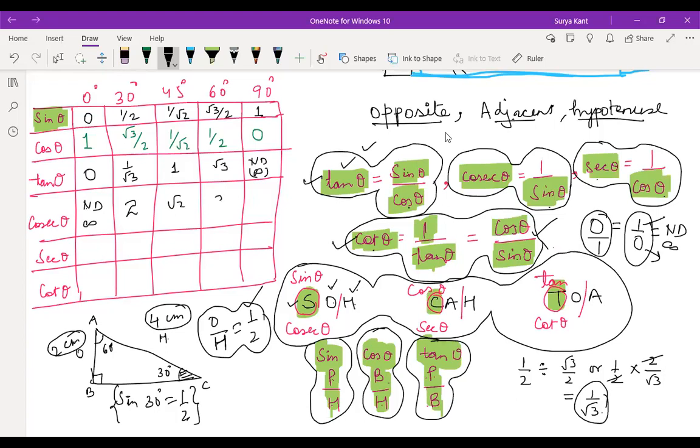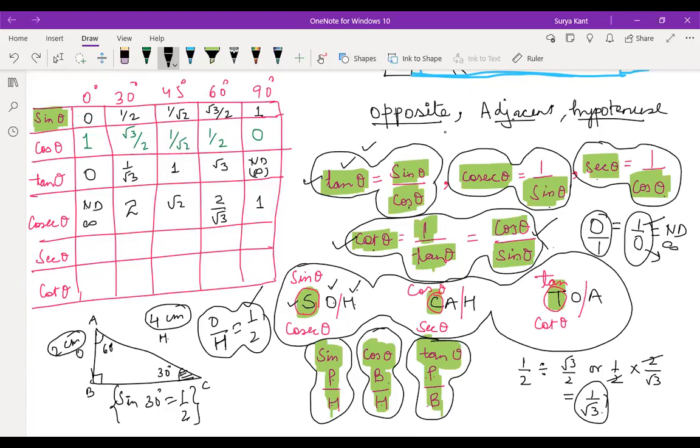2 upon root 3. Okay. 1, sir. Yeah. So only this part should be remembered. If 0 is coming anywhere, then the reciprocal of 0 is not defined. Remember, children. Okay.